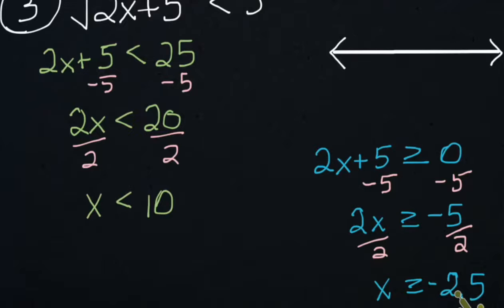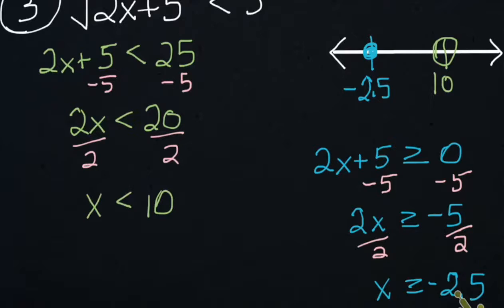Okay, so let's put those on the number line. The negative has to go on the left. Negative 2.5. Alright, it's going to have a solid dot because it has an equal to. Now we put the 10 on the number line. The 10 has an open dot because it's not equal to.